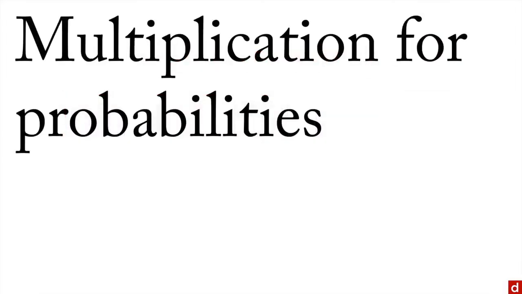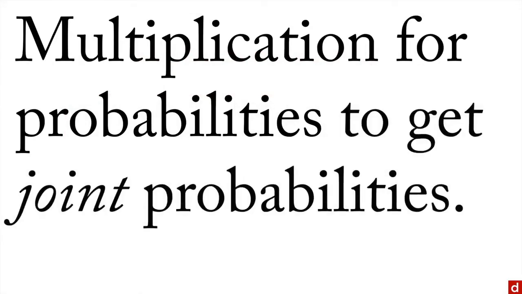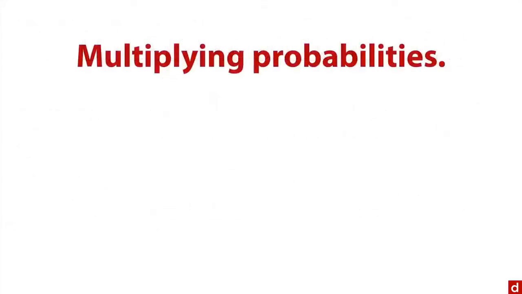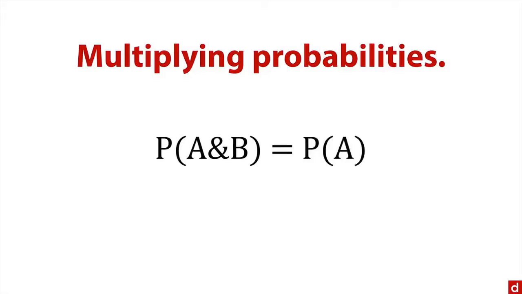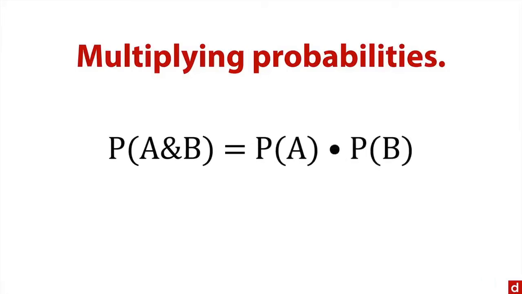Now let's talk about multiplication for probabilities. Now the idea here is you want to get what are called joint probabilities, or the probability of 2 things occurring together simultaneously. And what you need to do here is you need to multiply the probabilities. And we can say probability of A and B because we're asking about A and B occurring together, a joint occurrence. And it's equal to the probability of A times the probability of B.